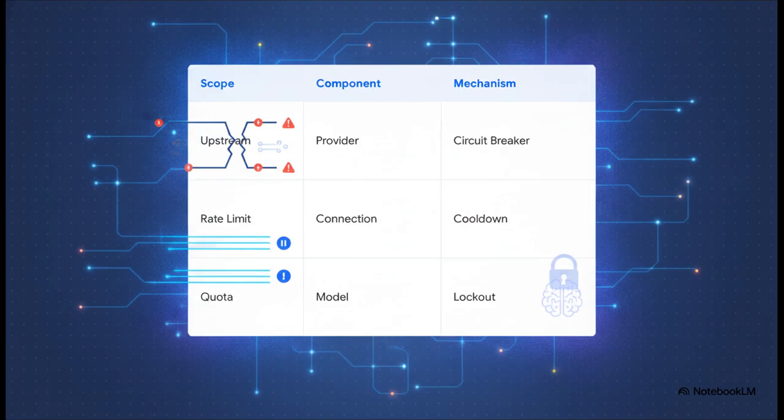By identifying failures at the exact scope they happen, the system saves healthy capacity and ensures your development flow doesn't just crash from one isolated hiccup.